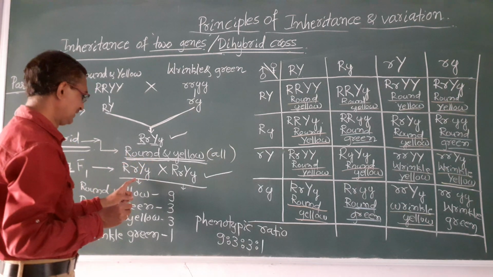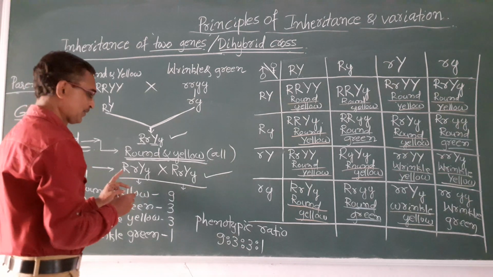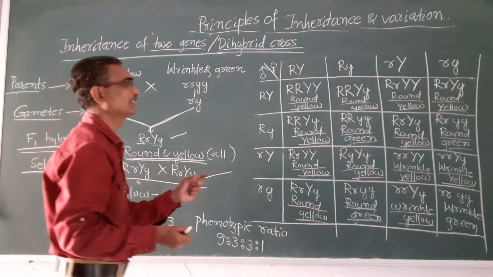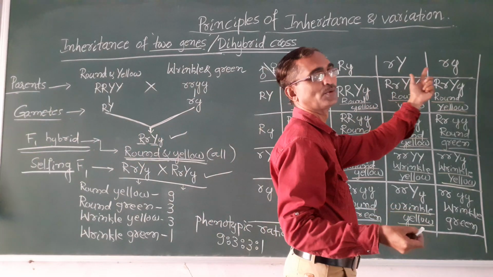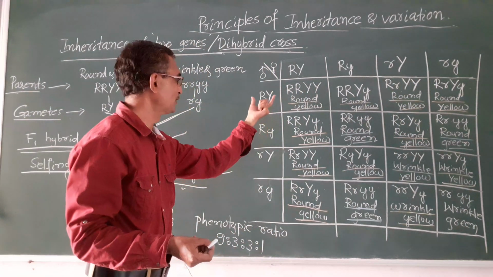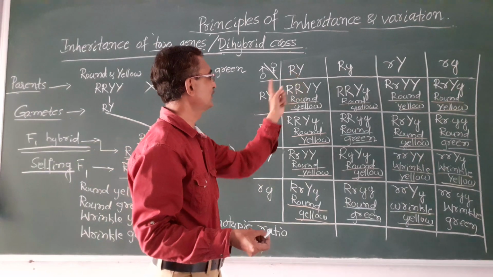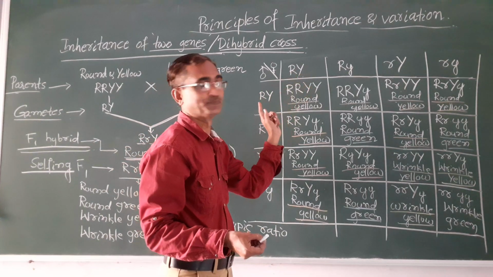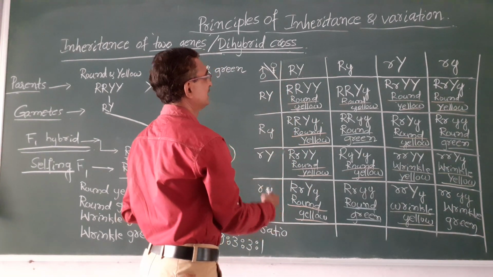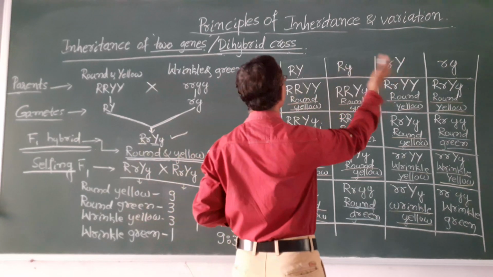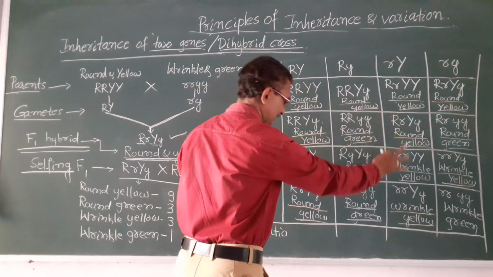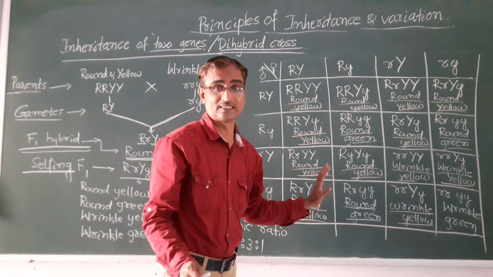So this parent will produce 4 gametes like this, and this parent will produce 4 gametes, which are shown all along the horizontal line, and the gametes of the other parent are shown all along this column. Then fusion of these gametes, male and female, takes place. In this column, these are the male gametes and these are the female gametes. When they fuse together, these are the F2 generation.